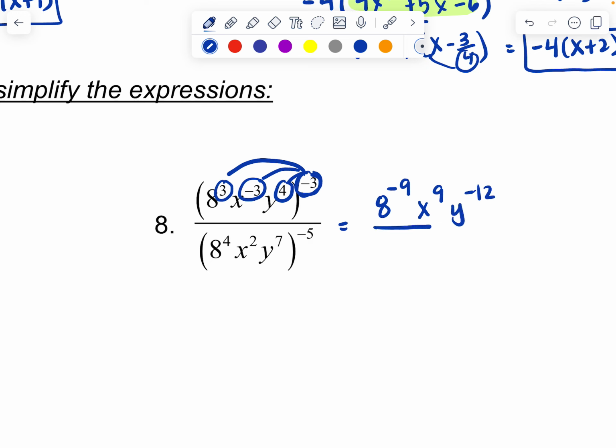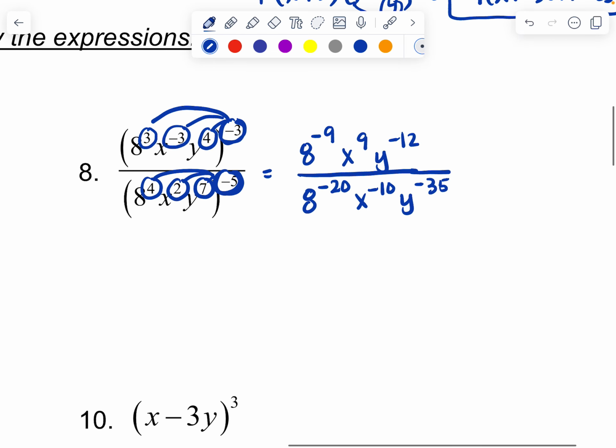Do the same thing on the bottom. Negative 5, raise everything to the negative 5. So on the first one, we're going to have 8 to the 4 times negative 5, which is negative 20. Then we're going to have 2 times negative 5. That's going to give me x to the negative 10. And then we're going to have 7 times negative 5, which is going to give me y to the negative 35. Okay, if this isn't ugly, I don't know what is, okay?